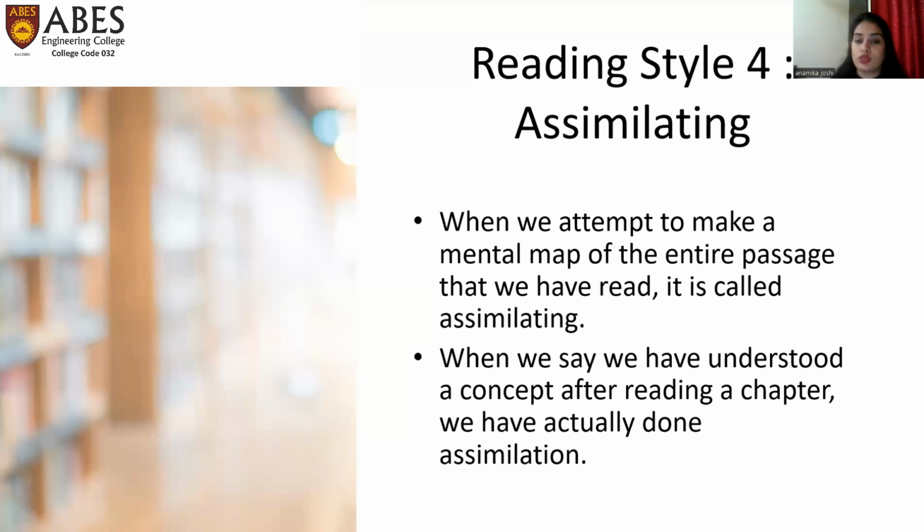When we say we have understood a concept after reading a chapter, we have actually done assimilation. Assimilation means we have collected all the concepts, all the information, we have organized that information in our mind, and we have found out the conclusion of that particular reading material. Right. So assimilation is the last type, or we can say that we do assimilation when we have gone through the whole entire passage. Right. After reading a whole chapter or a whole book. So what you have understood, that will be your assimilation.